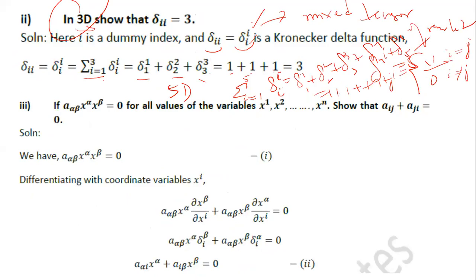Now, if a subscript alpha beta multiplied with x alpha x beta equals 0 for all values of the variables x1, x2 to xn, then a ij plus a ji is equal to 0. Okay, so the condition we have is this, right? The condition we have is this.